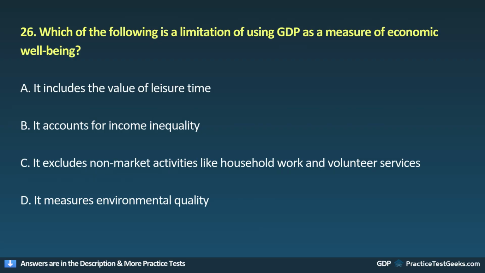26. Which of the following is a limitation of using GDP as a measure of economic well-being? A. It includes the value of leisure time. B. It accounts for income inequality. C. It excludes non-market activities like household work and volunteer services. D. It measures environmental quality.